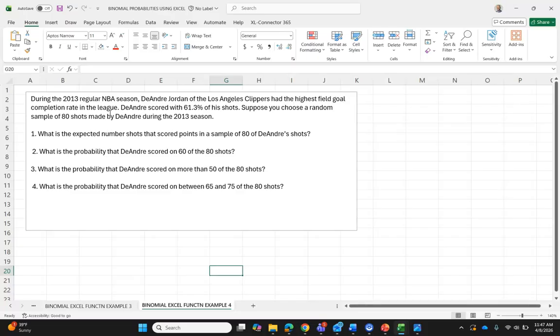So what is the expected number of shots that scored points in a sample of 80 of these shots? So that, remember, that is the average. What is the probability that this person scored on 60 of the 80 shots? That's the exact. What is the probability that this person scored on more than 50? So you need to manipulate the probability to fit to the probability of at most. And finally, what is the probability that the person scored on between 65 and 75 of the 80 shots? So this is the probability of in between. Please complete this as your assignment.